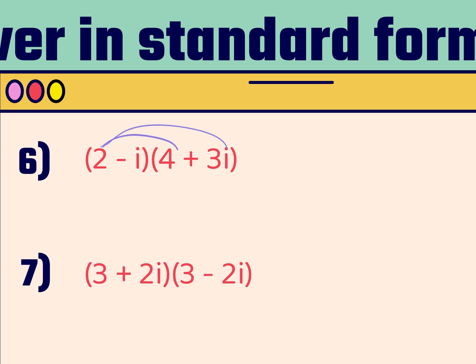So we're going to do 2 times 4 is 8, 2 times 3i is positive 6i, negative i times 4 is going to be negative 4i, and negative i times positive 3i is going to be negative 3i squared. All right, and now from the very first slide, or from the first slide with all that information on it, we should remember i squared, what's i squared equal to? All right, this is equal to negative 1.